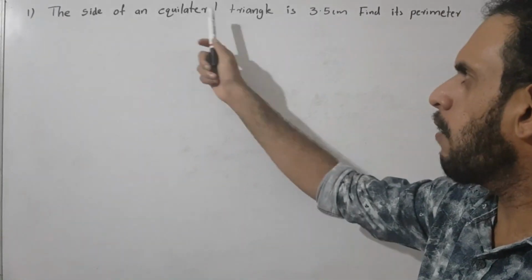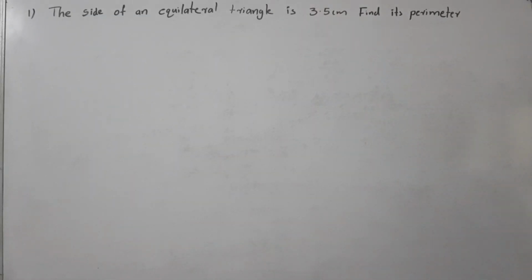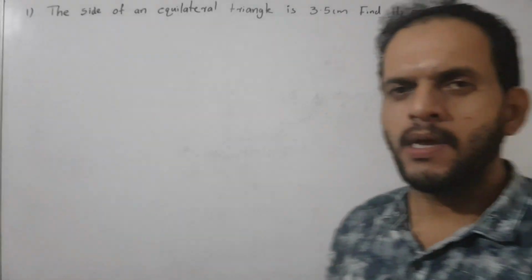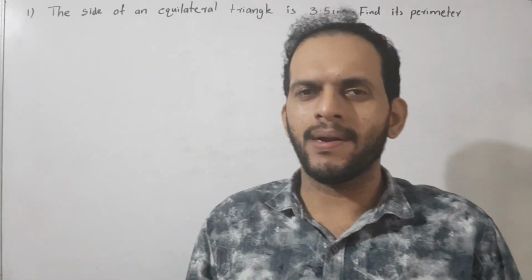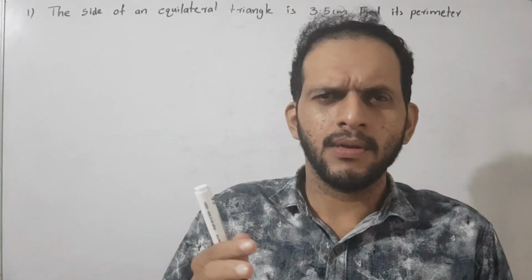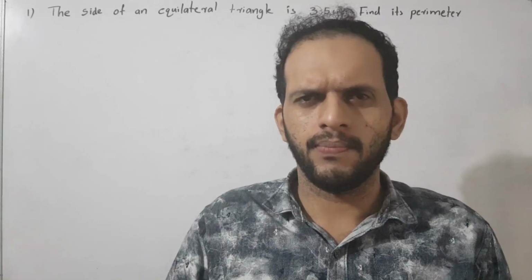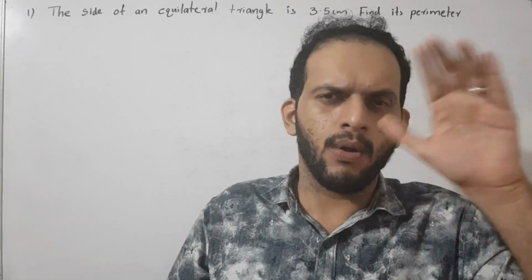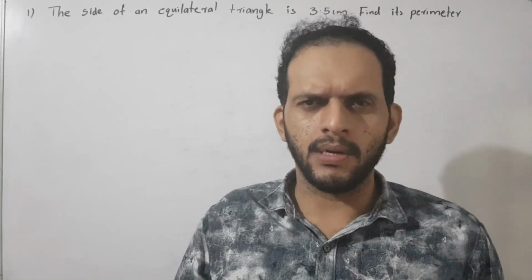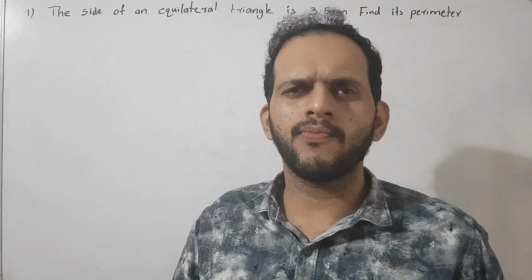The side of an equilateral triangle is 3.5 centimeter. Find its perimeter. Okay. Then we know what we mean by equilateral triangle. Equilateral triangle means all sides are equal. It's an equilateral triangle, then all sides are equal. Then what is the question? Here the question asks to find the perimeter.